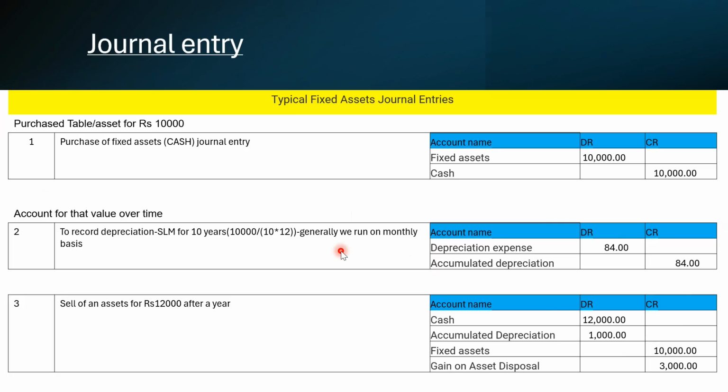So we have typical journal entries on an FA. Once you acquire any asset, you have a purchase of an FA. Suppose I'm acquiring a table for 10,000 for cash, right? I'll have FA account debit, and cash account credit 10,000. And suppose I'm going to acquire this table on credit, I'll have FA account debit again, and an AP account credit, and then later AP to cash account, where AP will get knocked off.